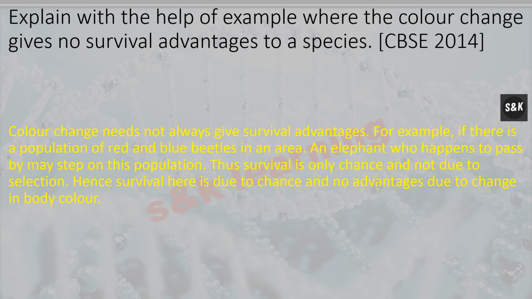Explain with the help of an example where the color change gives no survival advantage to a species. For example, if there is a population of red and blue beetles in an area, an elephant passing by may step on this population. The survival is only chance and not due to selection. Hence, survival here is due to chance and there is no advantage due to change in body color.